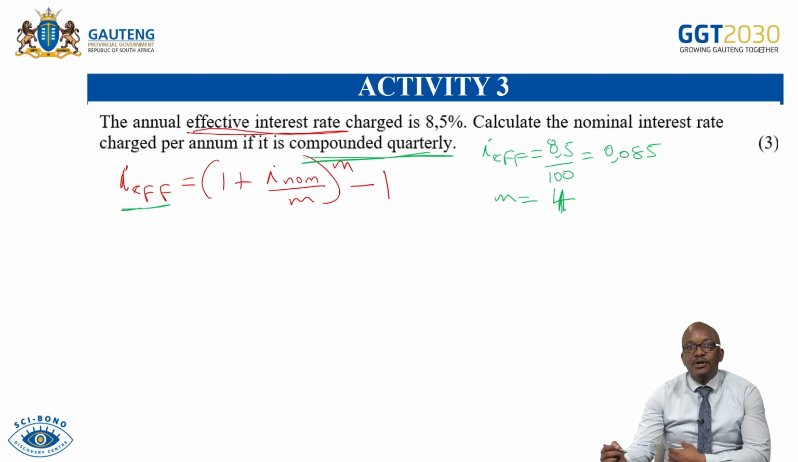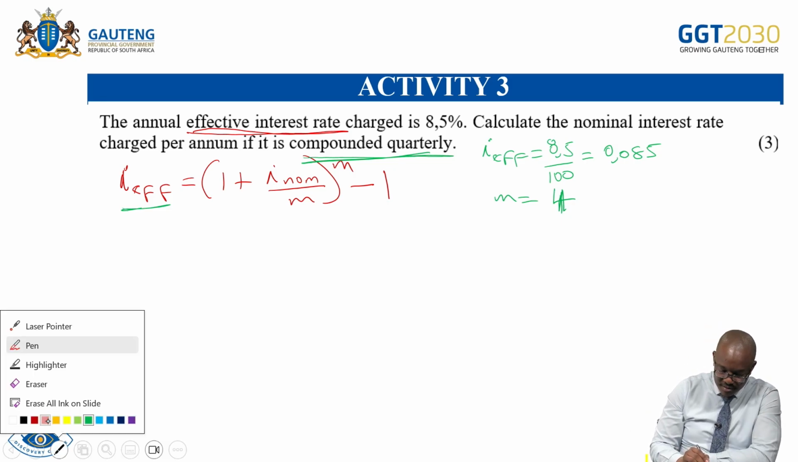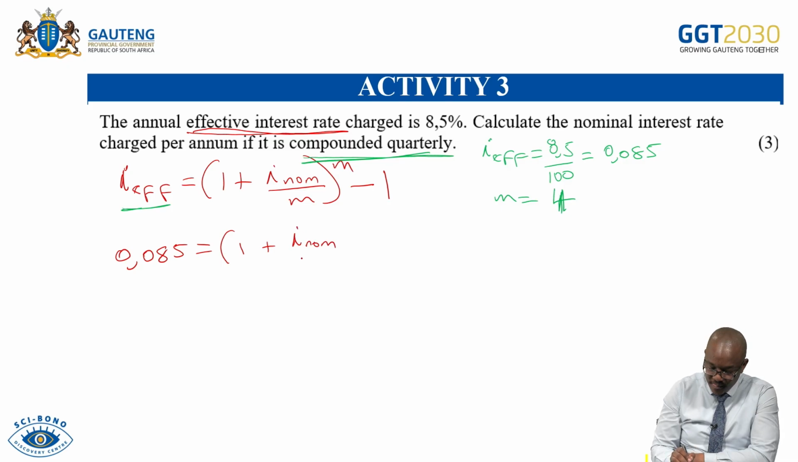Now what do we have to do here? We have to calculate our nominal interest rate. So how do we do that? You start by substitution. Remember we have 0.085 as our i_effective, equal to (1 + i_nom, which we don't know, that's what we are calculating for, over 4) to the power of 4. We know that our different period there, they're saying is compounded quarterly, which is 4.